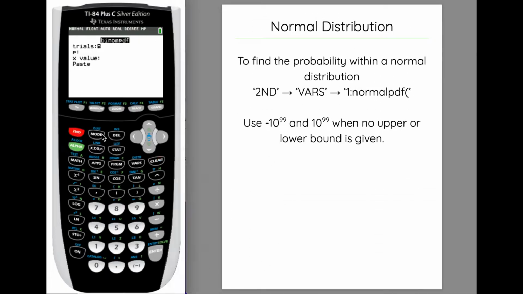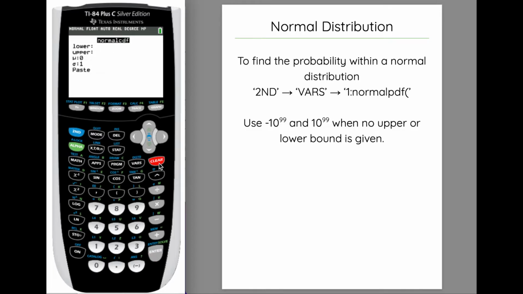A normal distribution is found in the same place as a binomial, so you hit second vars, you go to the normal distribution, and in our case we're going to use only the normal CDF. When you hit enter, you see it gives you a lower bound, an upper bound, and asks for the mu, which is the mean, and then sigma, which is the standard deviation. Normally those are given in a question.